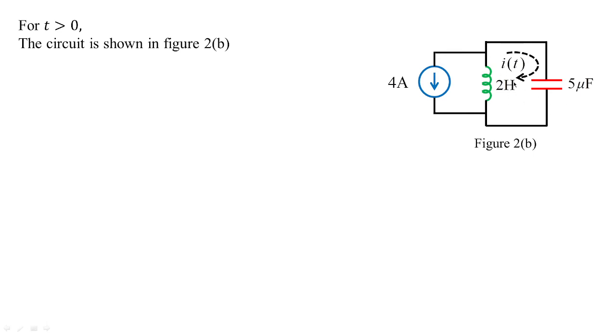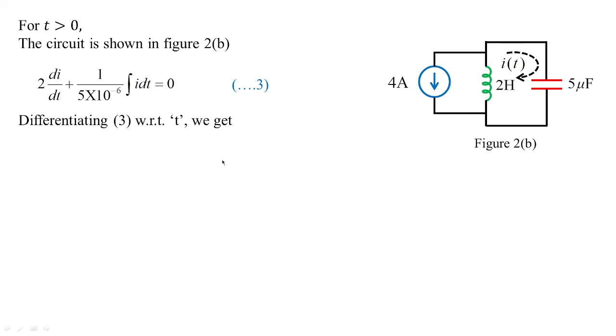So I'm going to employ KVL to this closed circuit. What are the parameters we have? We have two, that is the inductor voltage, L di by dt, that is 2 di by dt, plus 1 by C, which is 5 into 10 to the power of minus 6, integral I dt equal to 0. This 4 amperes is flowing into the inductor, so that we are going to take as the initial condition, and that is why we have not framed in equation 3 this 4 amperes, because the inductor has already stored some energy. So naturally we have two parameters, that is inductor and capacitor, and that is how we have framed equation 3. I hope you understood how we have framed equation 3 from figure 2b.